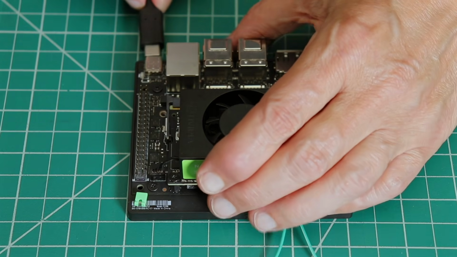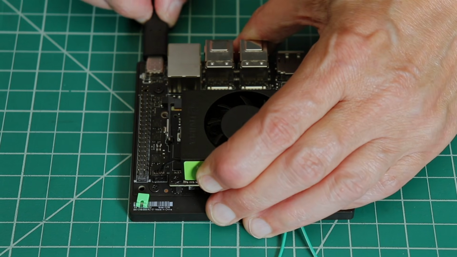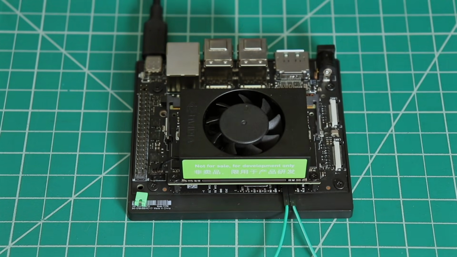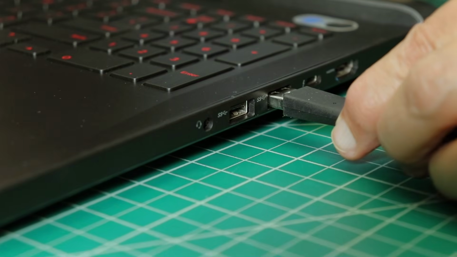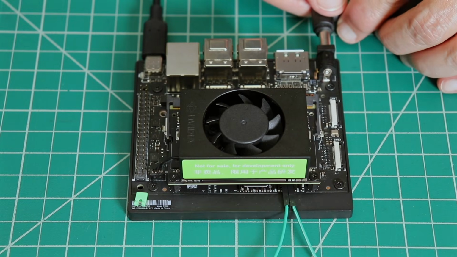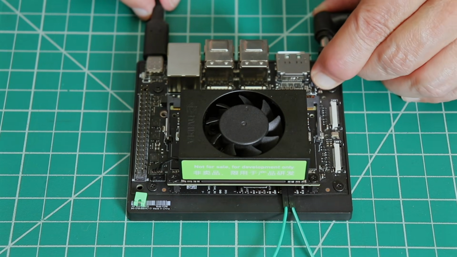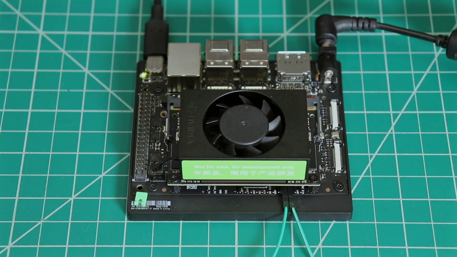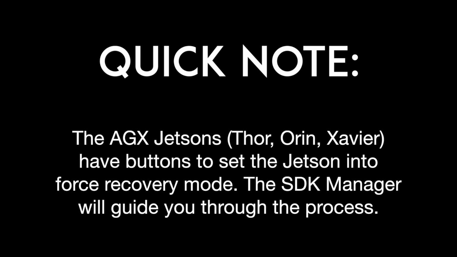Next, we plug a USB-C cable into the Jetson. The USB-C cable must be data capable. We plug the other end of the USB cable into our x86 host. Then we're ready to put the power down. When we plug in the power jack, the green light comes on. The AGX Jetsons have buttons to set the machine into force recovery mode.